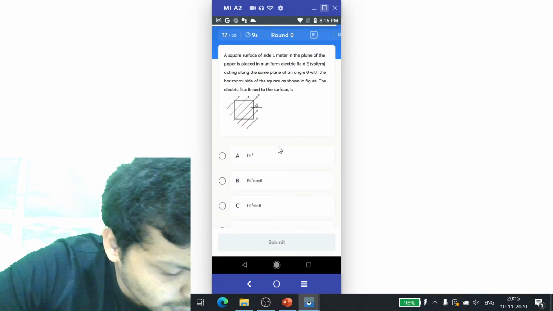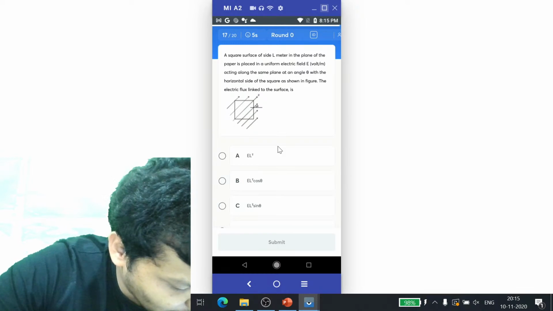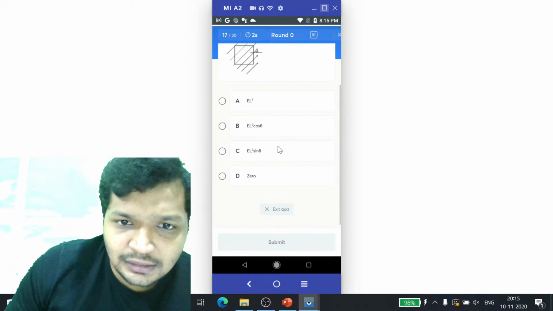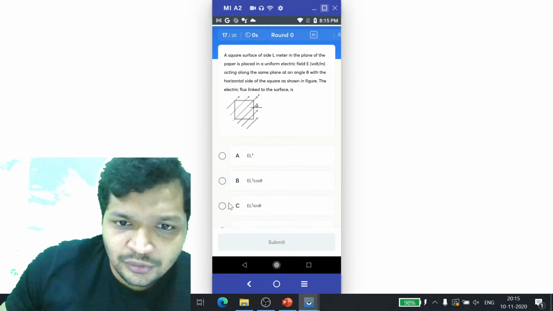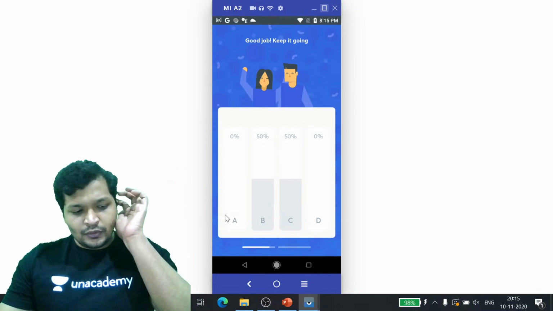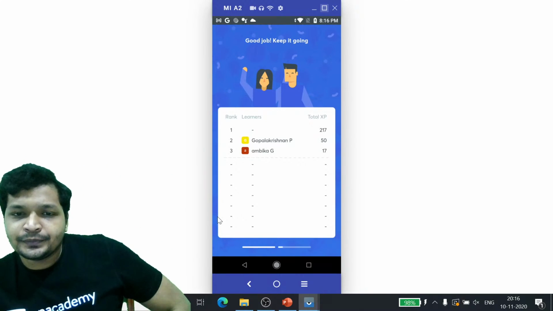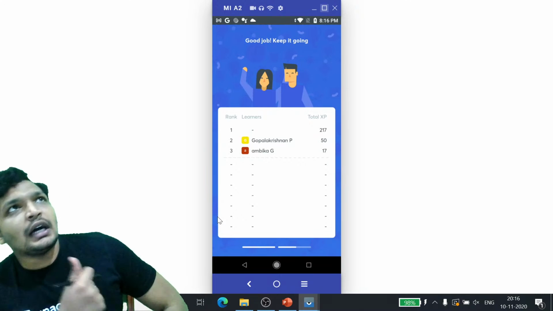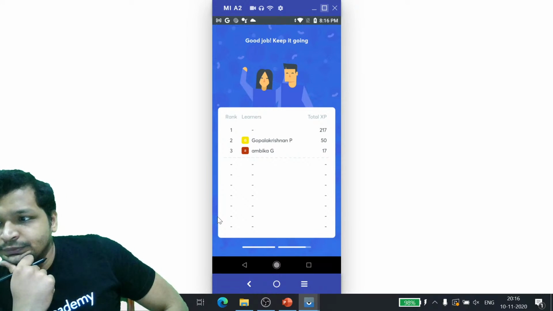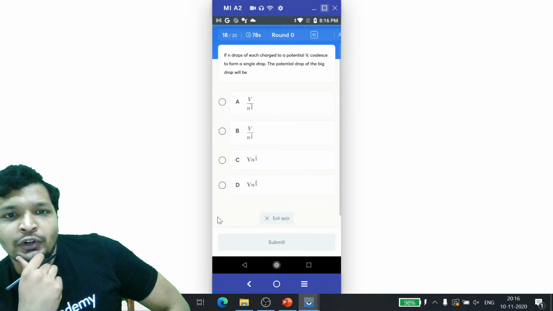Okay, it is acting at an angle, so it should be either EL square cos theta or EL square sin theta. The thing is, it is definitely not 0. I think it is cos theta. But I think it was at an angle theta with the normal. Alright, let's move on to the next question then.